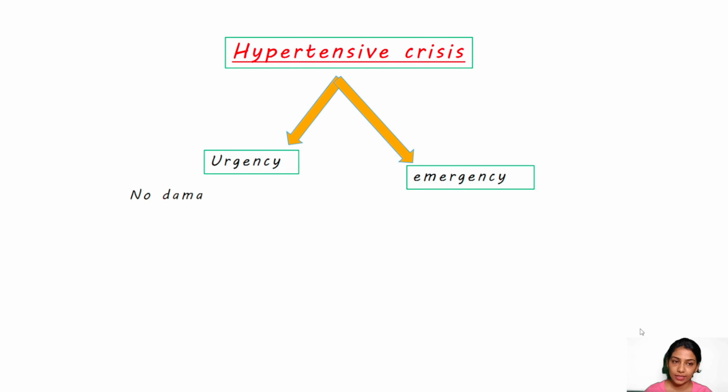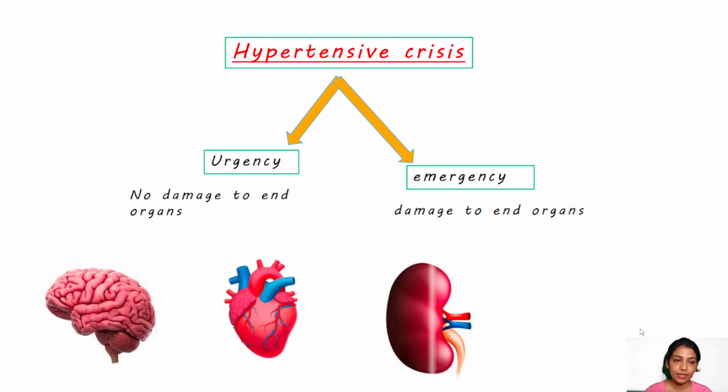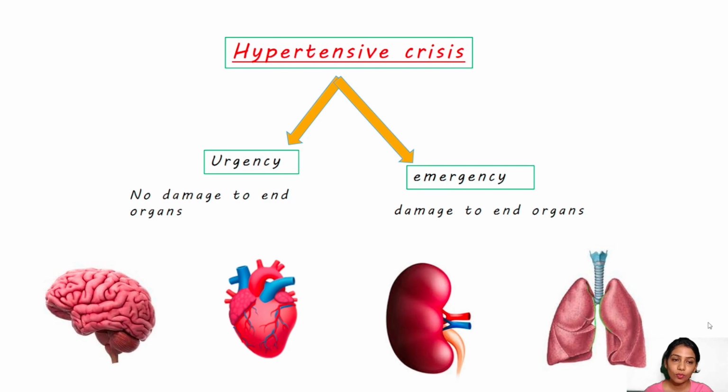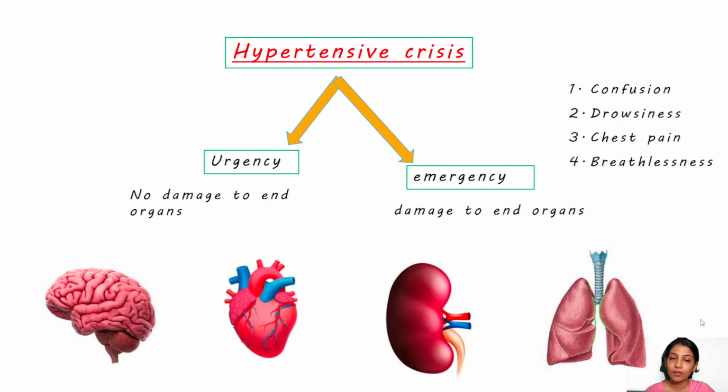First, hypertensive urgency means the blood pressure is extremely high but there is no damage to the end organs. On the other hand, hypertensive emergency means the blood pressure is very high and there is damage happening to the end organs. These end organs commonly include the brain, heart, kidneys, and lungs. Patients may show warning signs such as confusion, drowsiness, chest pain, and breathlessness. These symptoms should never be ignored because they may indicate serious organ damage and require immediate medical attention.